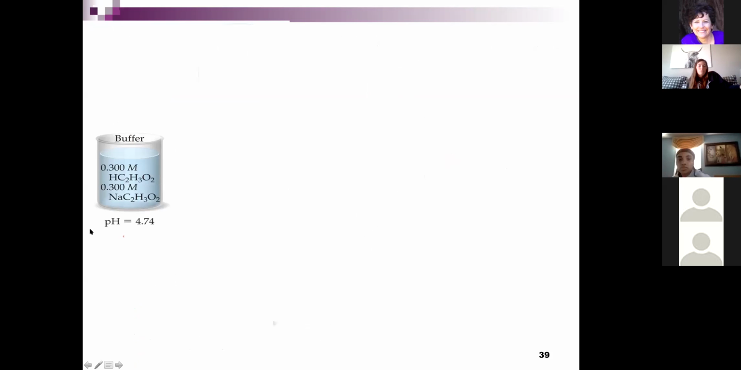Okay, so here is a situation where we have acetic acid and sodium acetate and the pH is 4.74. So I know that I'm at the pKa right now. How do I know that the pKa for acetic acid is 4.74?